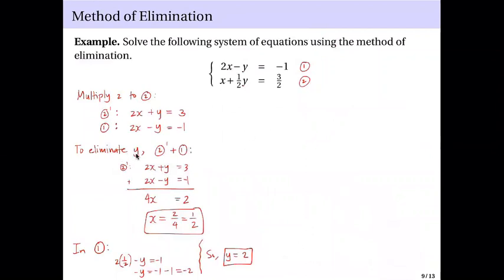So you can do a similar solution. Instead of eliminating y, eliminate x. From here, try to write a solution where you have eliminated x. Once you do that, you should get the same values, y equals 2 and x equals 1/2. Thank you. You're welcome. Other questions?